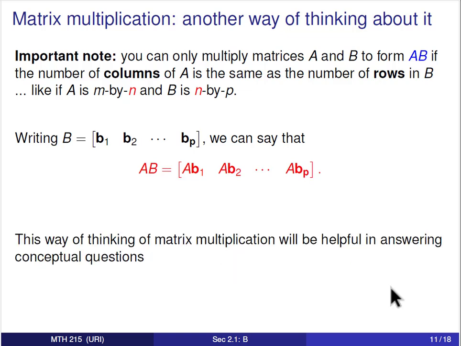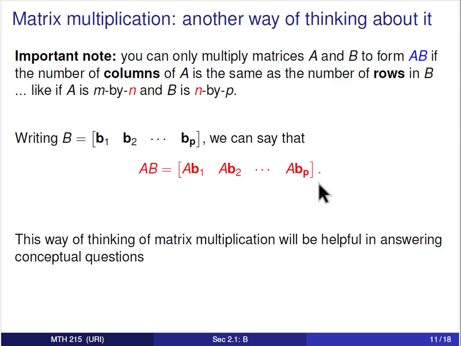Okay, this way of thinking of matrix multiplication is not everybody's favorite way of thinking about it. The row column method seems to be more popular among students who are first learning matrix multiplication. But it's important to remember this way of thinking of matrix multiplication as multiplying the matrix A onto the columns of B. And this will help, especially when we have to answer conceptual questions.